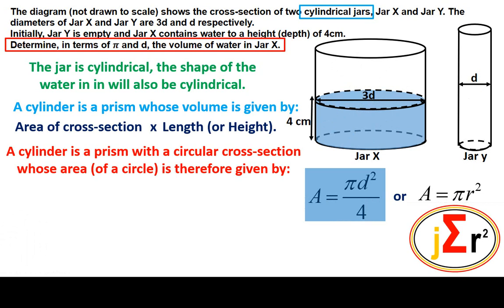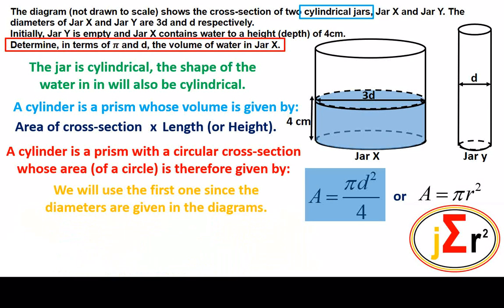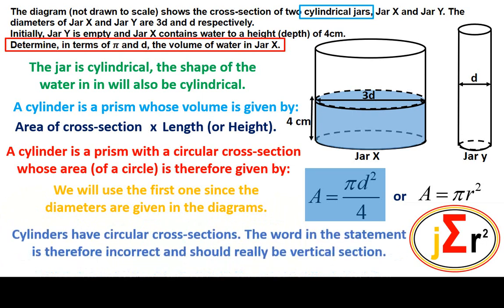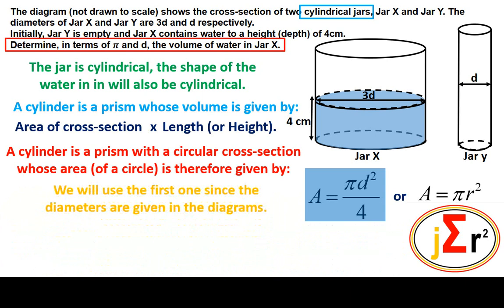Some students convert the diameter to radius. They never use diameter at all. They always convert the diameter to radius, and then consistently 100% of the time invariably use radius when they are calculating volume, or when they are calculating anything that has to do with radius. We will use the first one since the diameters are given in the diagram. So we'll use the first formula, which is the one that we have highlighted right there. This one.